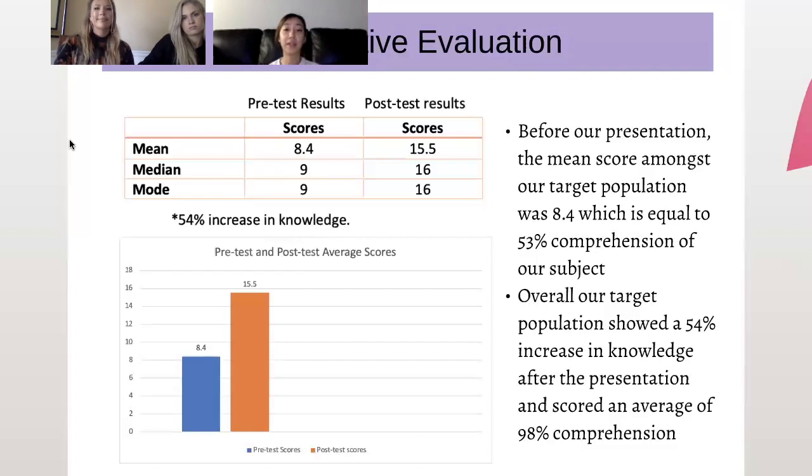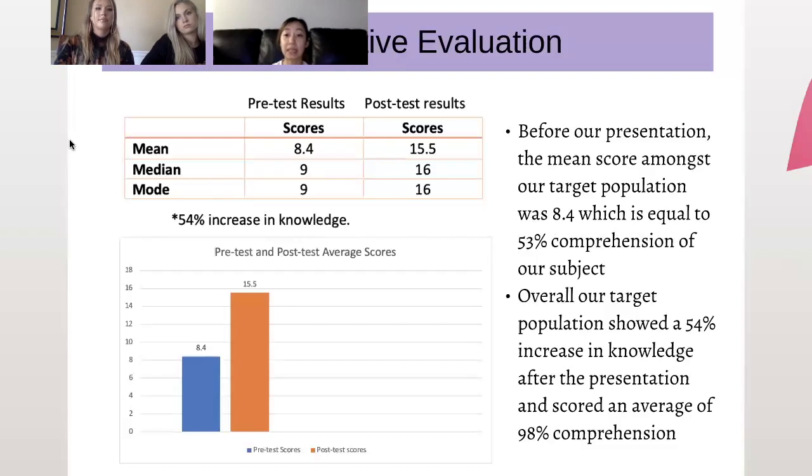For the summative evaluation, the pre-test results and the post-test results differed significantly. For the pre-test results, out of 16 questions that were asked, the mean score was 8.4, the median was 9, and the mode was 9. And after presenting, we passed out the post-test for them to fill out, and the scores increased significantly. The mean was 15.5, the median was 16, and the mode was 16.